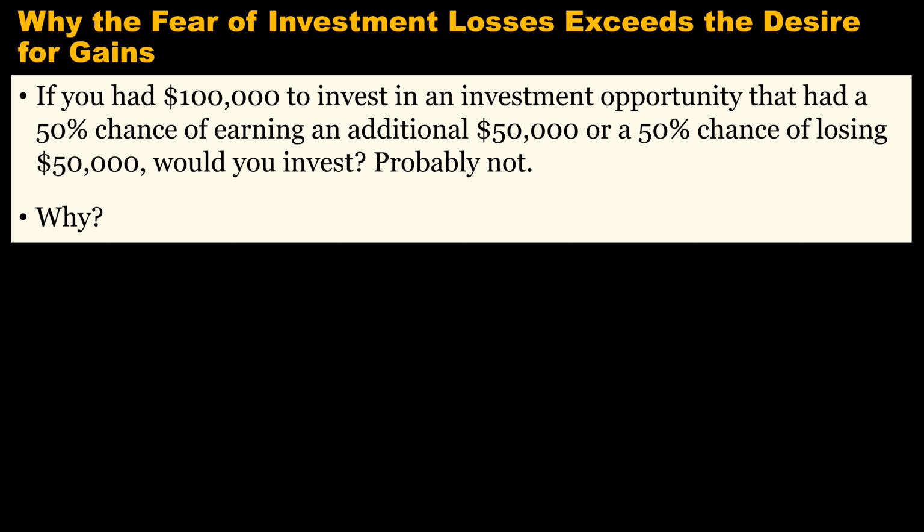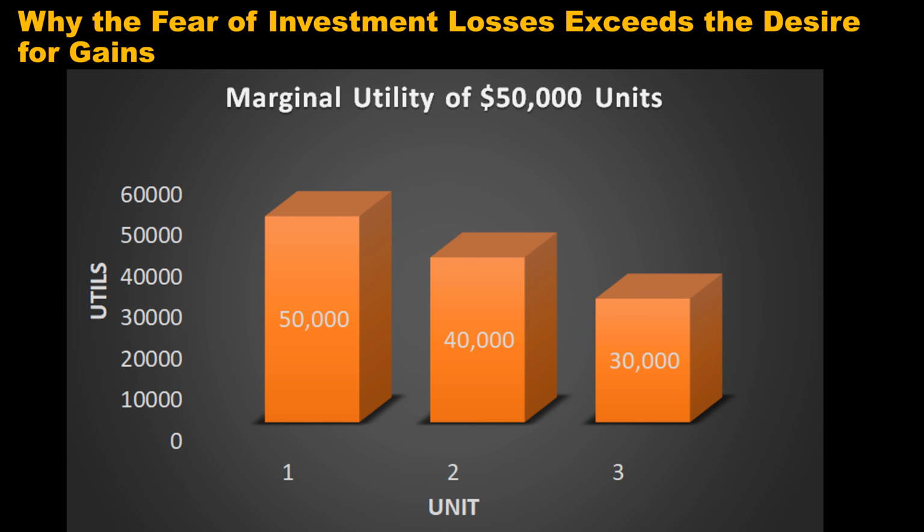If you had $100,000 to invest in an investment opportunity that had a 50% chance of earning an additional $50,000 or a 50% chance of losing $50,000, would you invest? Probably not. Why? Think of the marginal utility of 3 units of $50,000. The first unit has maximum marginal utility. The second unit has less marginal utility than the first unit, but more than the third unit. Therefore, the marginal value of the money potentially lost exceeds the marginal value of the potential gain. Since, by definition, each has an equal probability, this would not be a good investment.